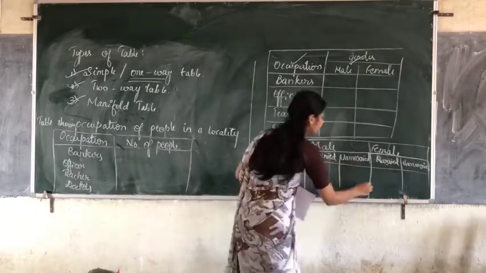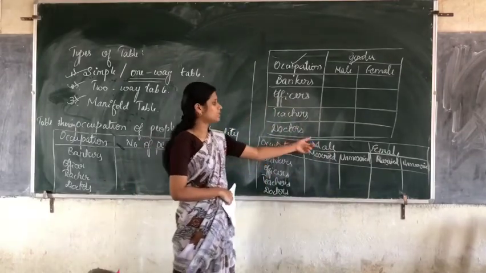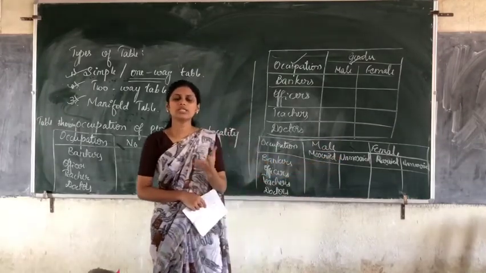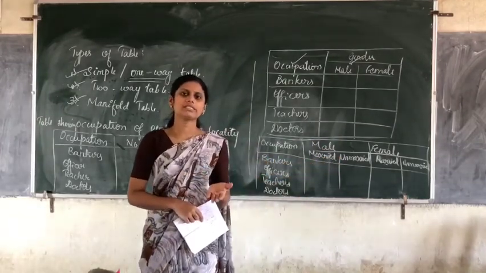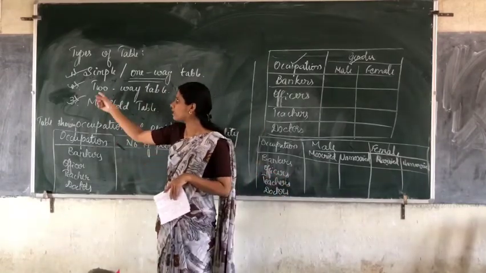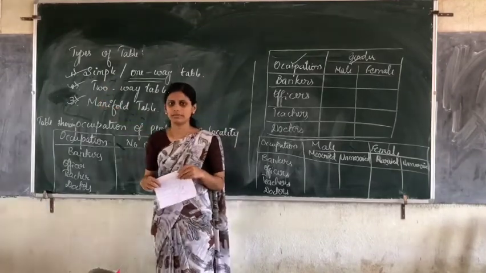So here you can see that three characteristics are used. One is occupation, second one is gender, and third one is marital status. So if you are going to present more than two characteristics in a table, then it is called a manifold table. So these are the examples for one-way or simple table, next two-way table and manifold table.